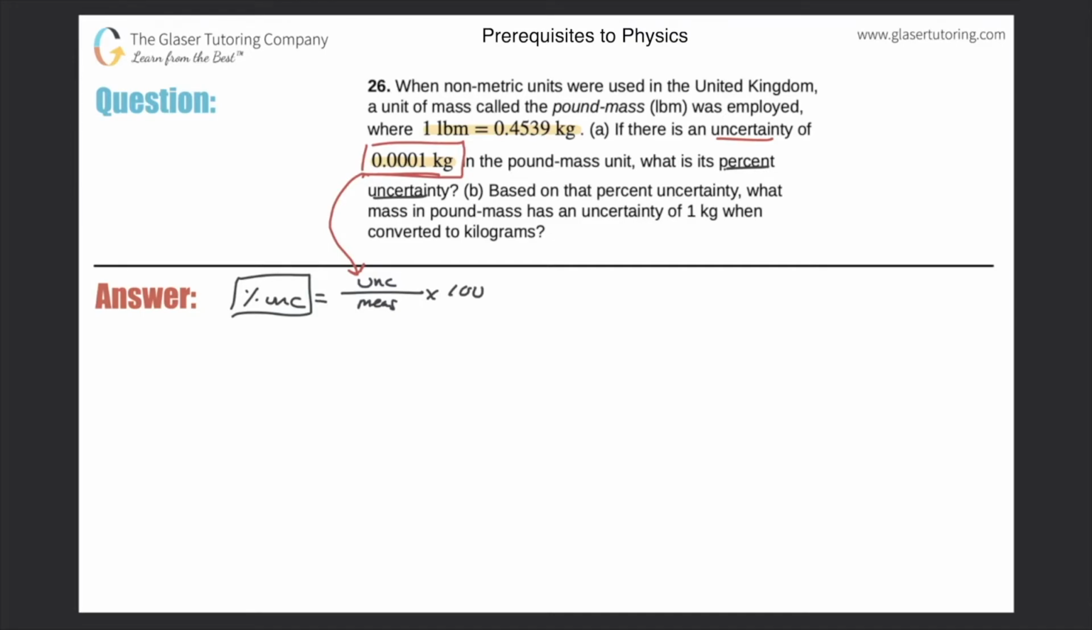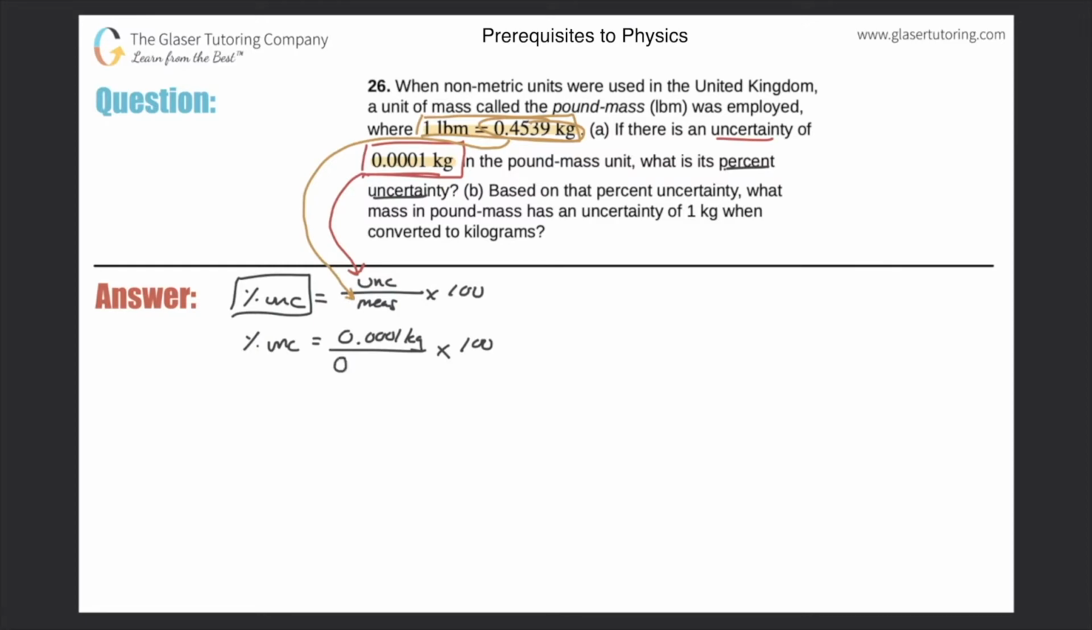Now we just got to look for the measurement. Let me actually just plug it in for right now. So percent uncertainty is equal to 0.0001 kilograms divided by a number that we need to use times 100. Now remember that the units here must be consistent. If you have kilograms in the numerator, there better be kilograms in the denominator. The only other value in this problem that has kilograms in it is found in the conversion factor itself. And this number right here is the kilogram. So we can use this number as the measurement value and plug that in.